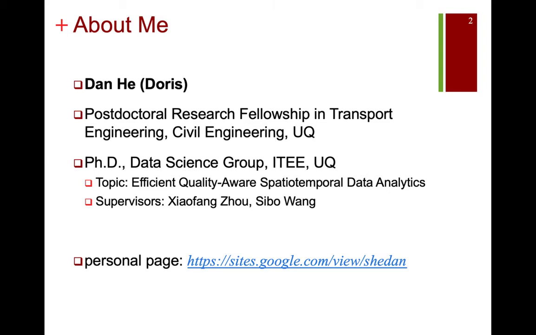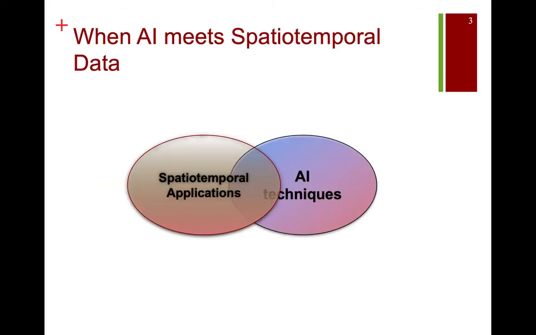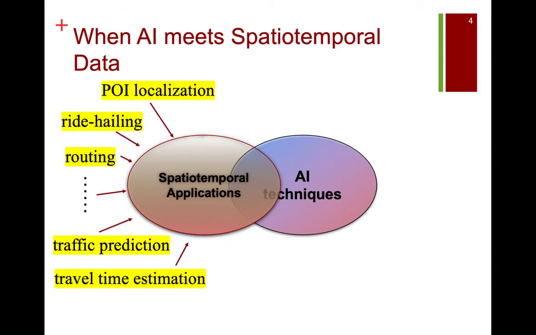Okay, let's go to today's topic. When AI meets spatial temporal data. So basically, this is about how people apply different types of AI-based techniques to deal with the spatial temporal data and address the problems in the domain of spatial temporal applications. When we look at the spatial temporal side, there are many different types of applications, such as POI localization, ride hailing, routing, traffic prediction, and so on and so forth.